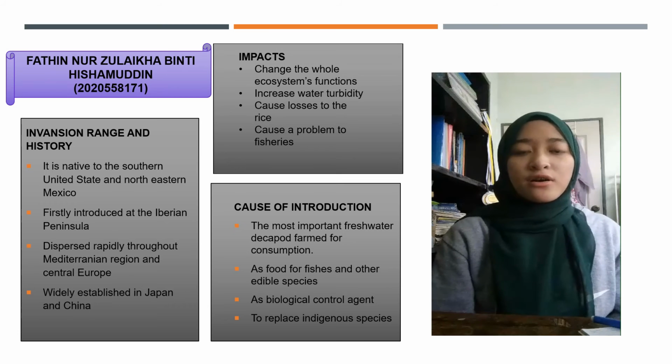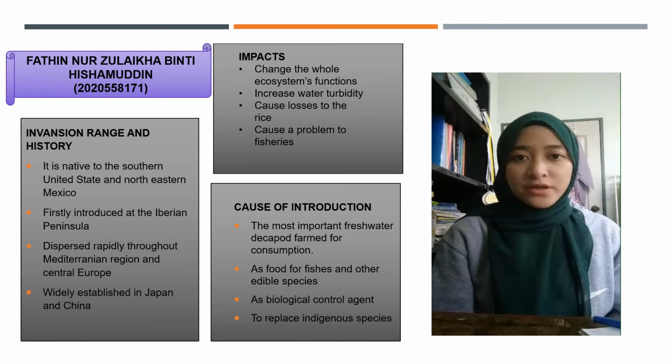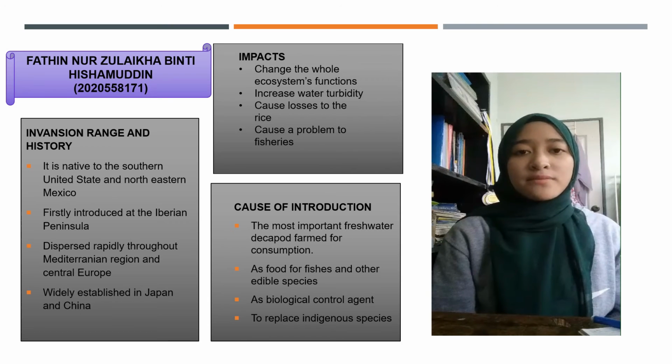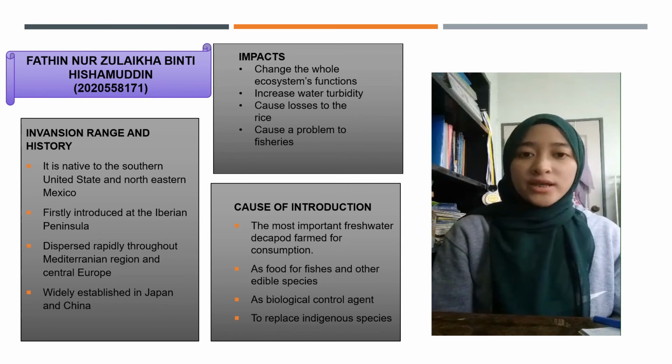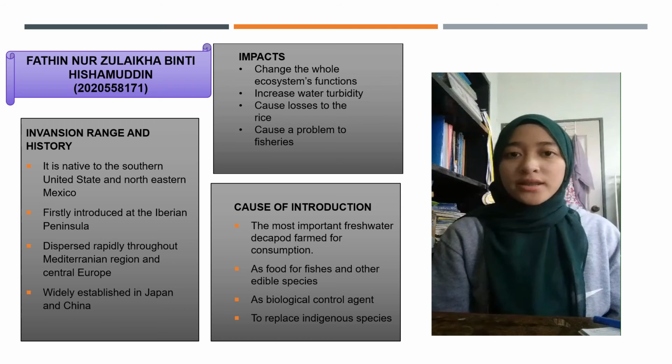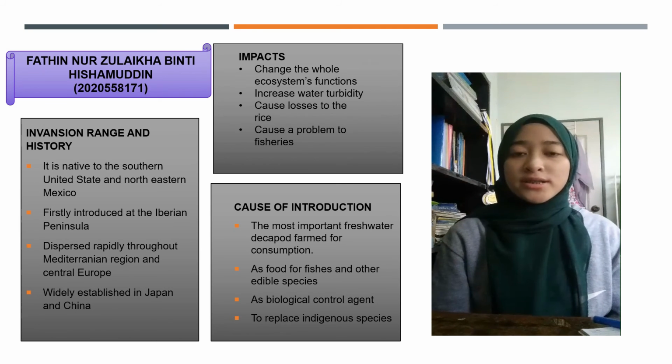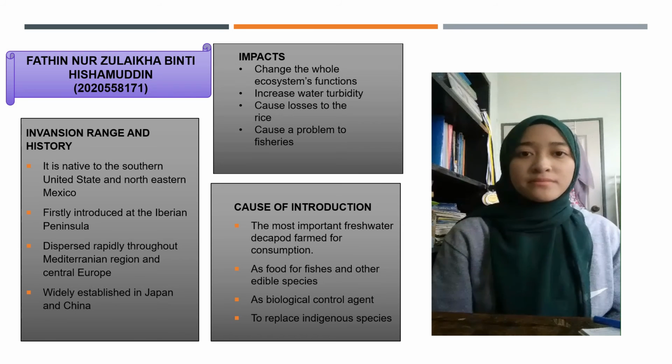Lastly, for the conclusion, the red swamp crayfish is native to the southern United States and northeastern Mexico. It is dark red in color with a raised bright red spot. It is 2 to 5 inches long. Due to mutation, their body and claws can turn blue. And lastly, it can be found in all freshwater ecosystems.